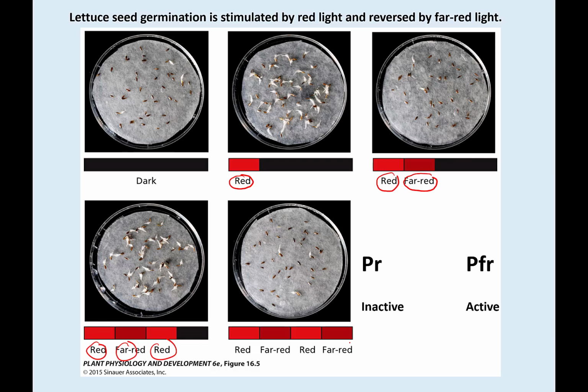So it seemed that the photoreceptor could be in an active or inactive state. And now we understand this: PR is the inactive form. It absorbs red light, and it photoconverts into the active PFR form. The active form here is going to stimulate germination.